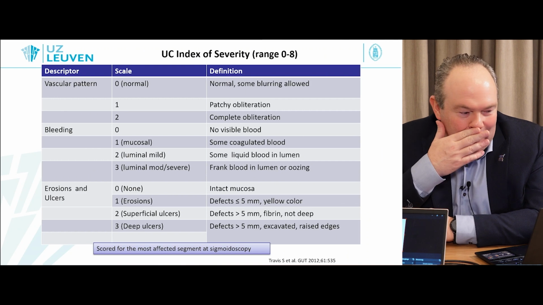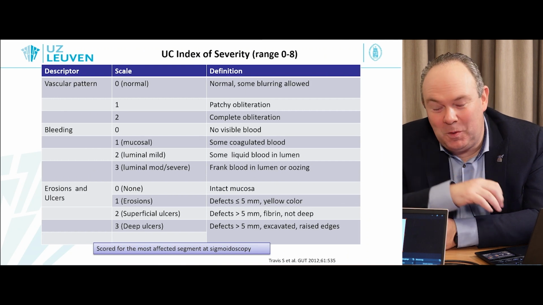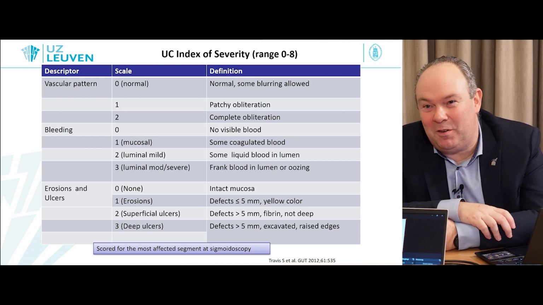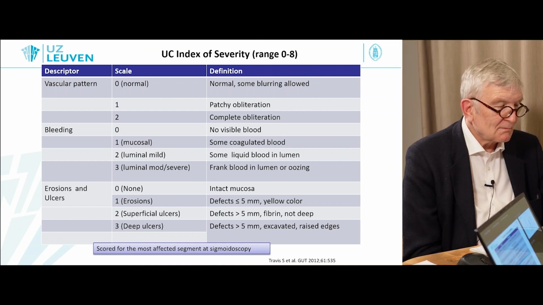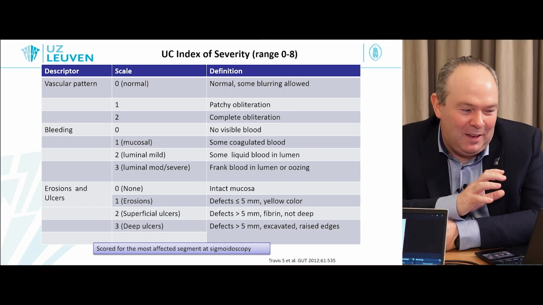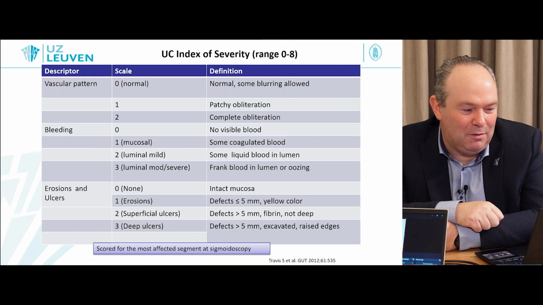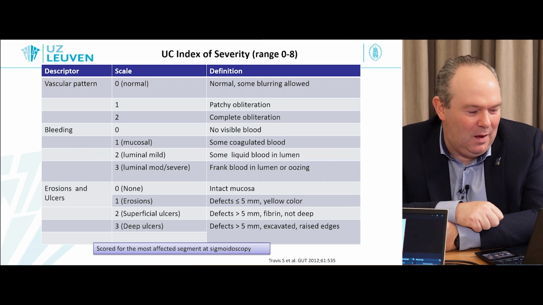Because of the simplicity, and actually what is also interesting to mention is that the Mayo score was never objectively validated. So it's used everywhere and everybody knows it. But the only validated score, and nicely developed score, is the UCEIS, the UC Endoscopic Index of Severity, from Simon Travis, who did a lot of work there, and it's a bit more granular.